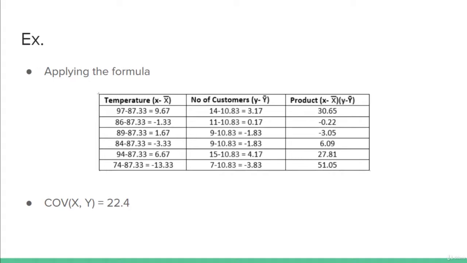It's very impractical to do it this way nowadays, but it's still very helpful to understand it. So the first step is subtraction with its mean. Then the next step is the product of the two values. We're going to sum the product column, sum all these values, and then divide it by the total number of data points minus 1.